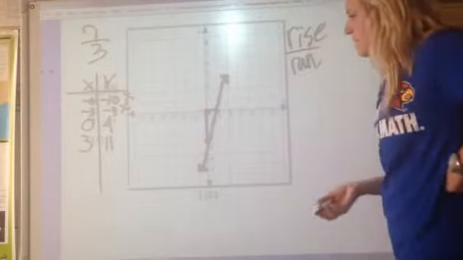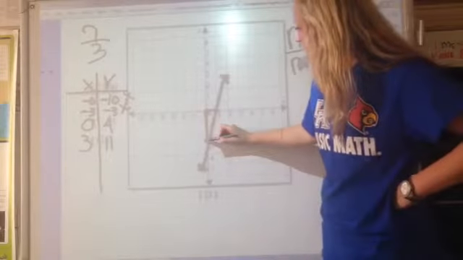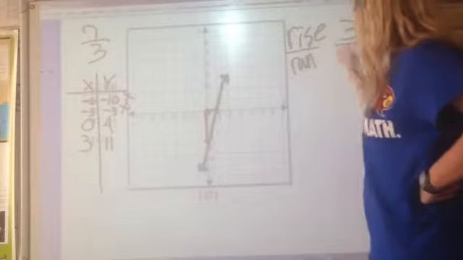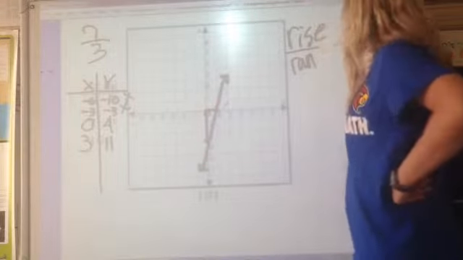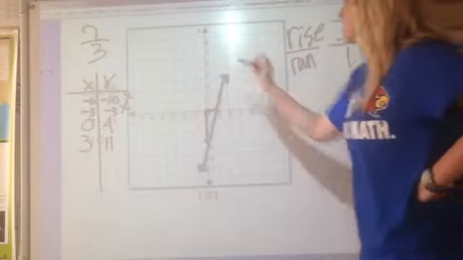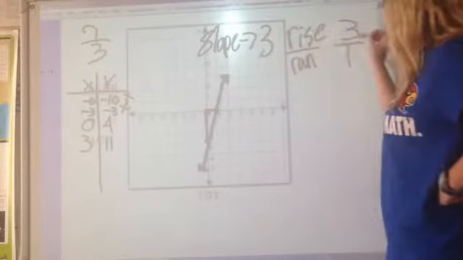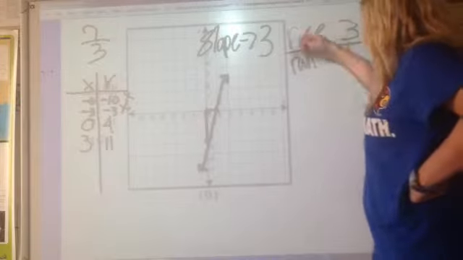So now I just need to figure out my rise and my run. So if I look at my graph, I see that I rise 1, 2, 3 times, and I run 1 time. So my slope of this graph is just going to be 3, because 3 divided by 1 leaves me with 3.